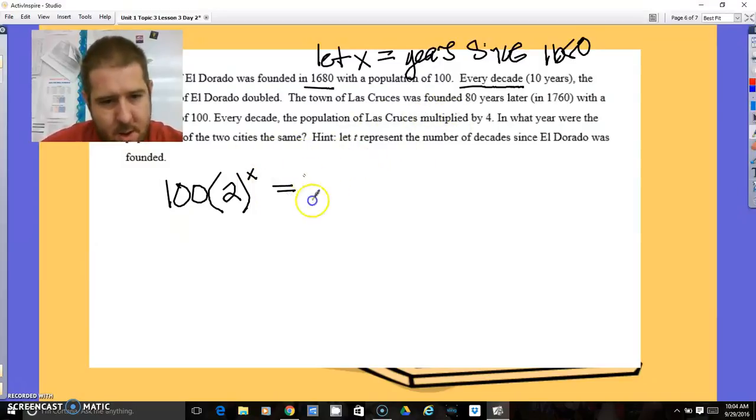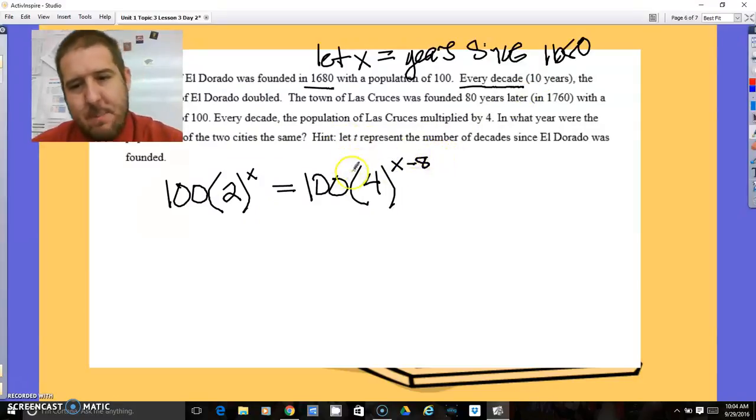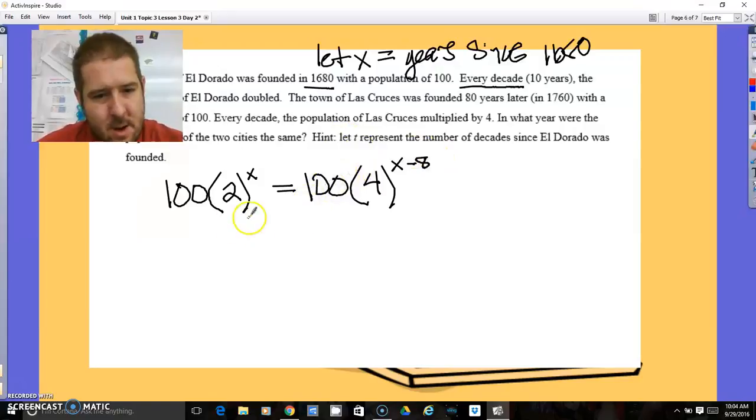Started off with 100 people. That's the starting point. Times it's being quadrupled. And it happened to be 80 years later. Well, how many decades is that? That is 8 decades. So it's starting 8 decades later. So you got to subtract 8 to represent those 8 decades later that it's starting. All right, so now we've got it all set up.